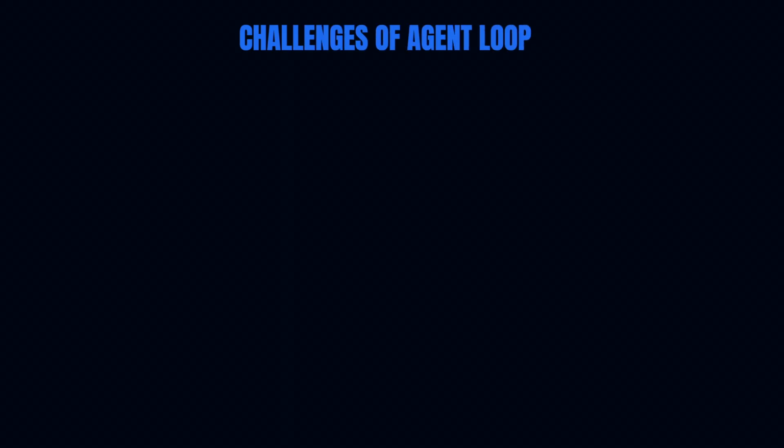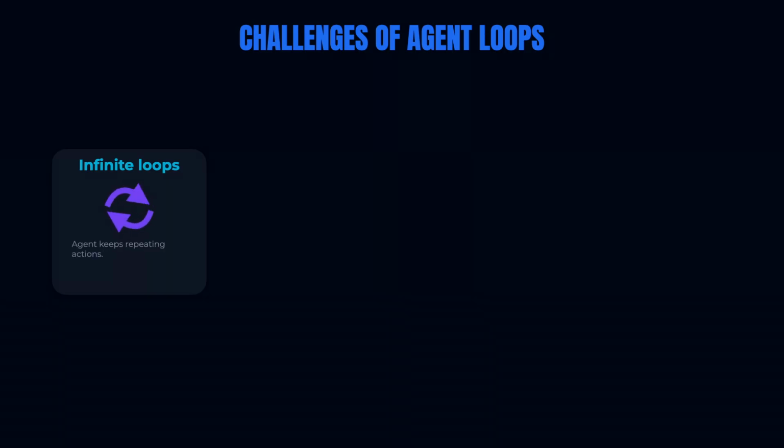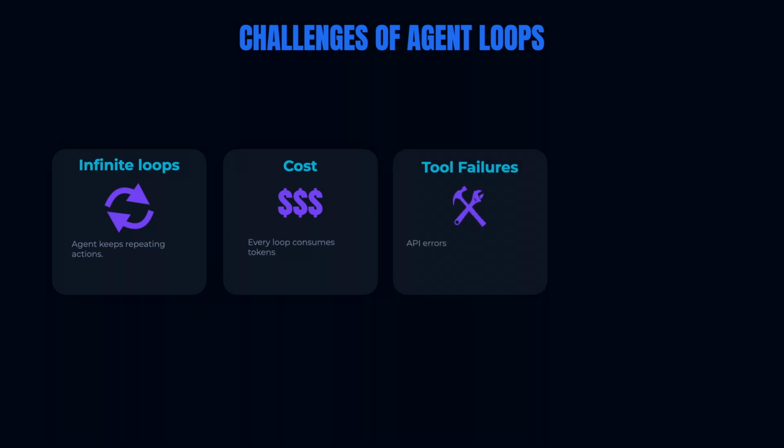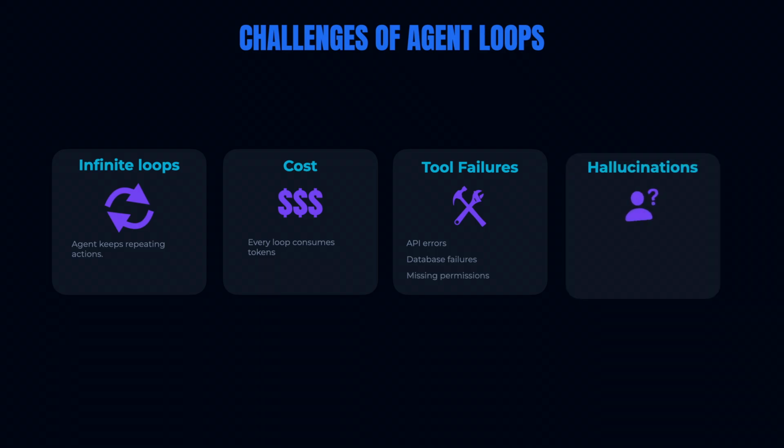So let's discuss a few challenges of agent loops. Agent loops are very powerful, as you understand, but they introduce challenges. Infinite loops: agents keep repeating actions. Cost: every loop consumes tokens, and multiple agents can become very expensive. Tool failures: API errors, data failures, or missing information might cause the agent to repeat again and again. Hallucinations: the agent might take incorrect decisions. That's why production systems implement max iterations, retry limits, human approval, observability, and monitoring, so that organizations can come out of these limitations.